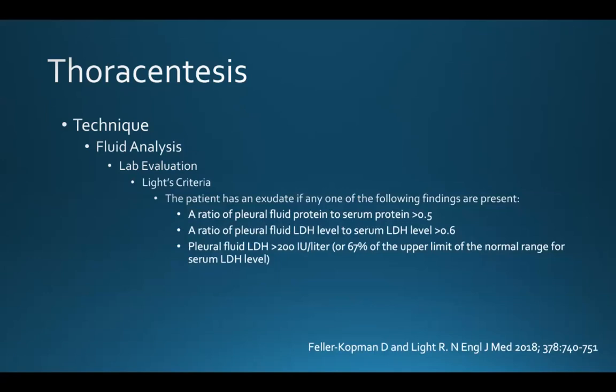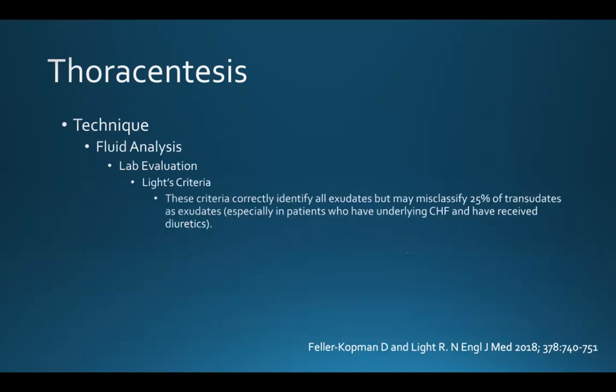Light's criteria are generally used to determine if a patient has an exudate, and it's felt that the patient will have an exudate if any one of the following findings are present: a ratio of pleural fluid protein to serum protein greater than 0.5, a ratio of pleural fluid LDH to serum LDH greater than 0.6, and a pleural fluid LDH greater than 200, or 2/3 of the upper limit of the normal range for serum LDH. These criteria correctly identify all exudates, but may actually misclassify 25% of transudates as exudates, especially in patients who have underlying CHF and have received diuretics.